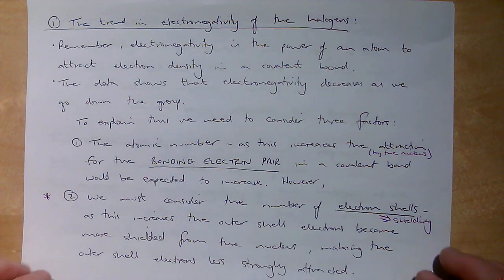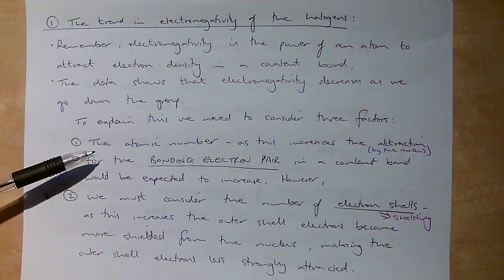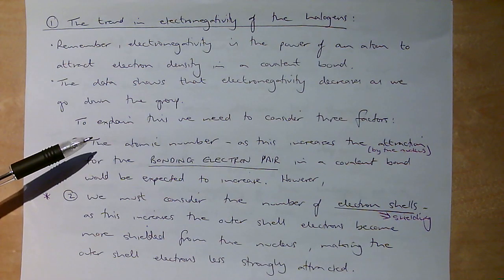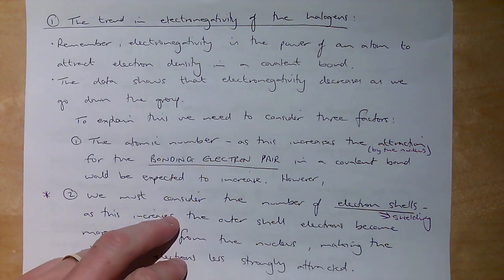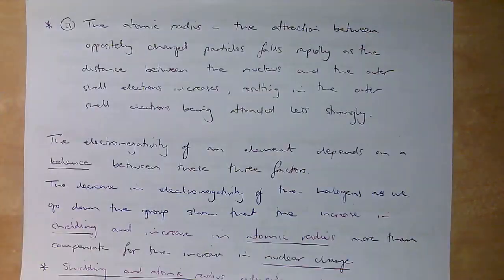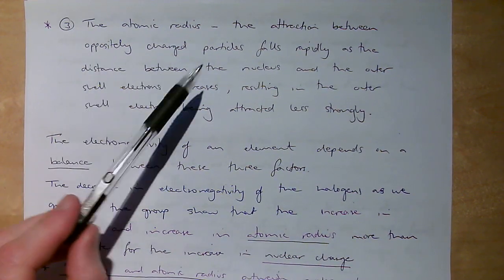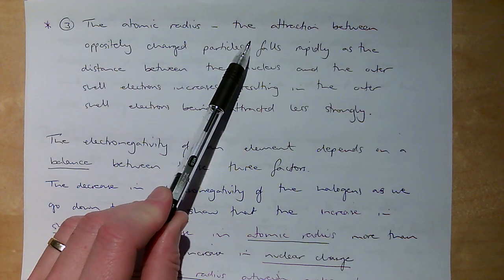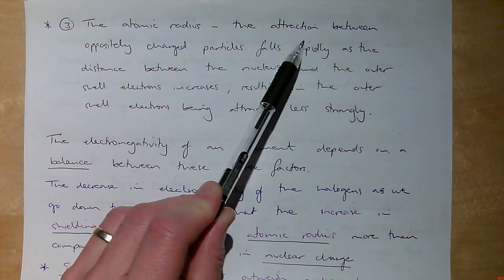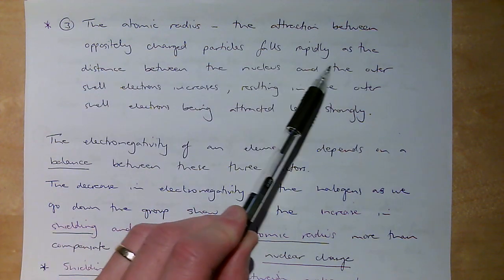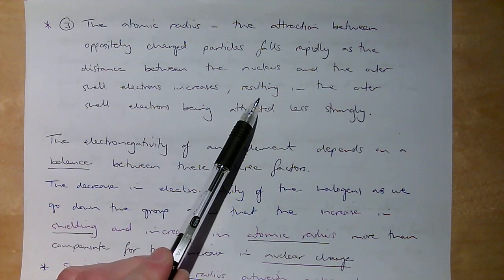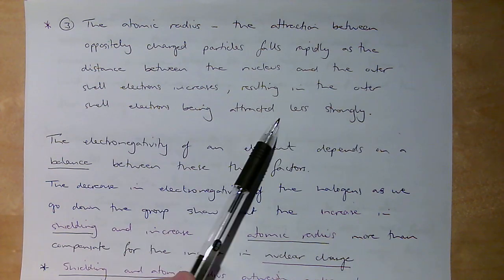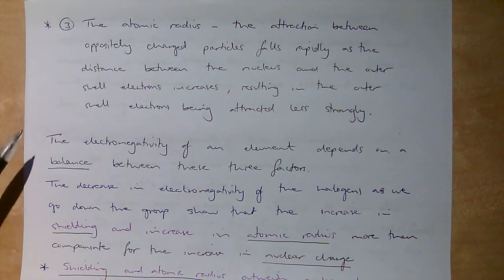So we've got to consider atomic number, the amount of shielding, and then the atomic radius. The attraction between the oppositely charged particles falls rapidly as the distance between the nucleus and the outer shell electrons increases, resulting in the outer shell electrons being attracted less strongly. So these are our three factors.